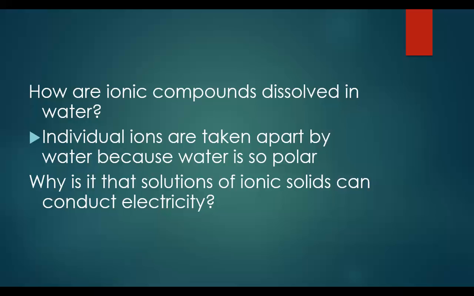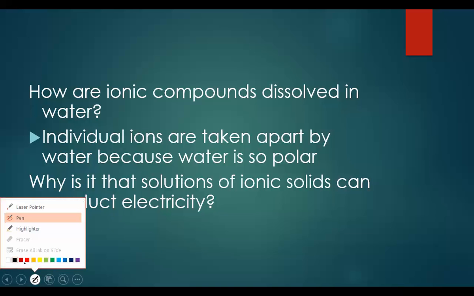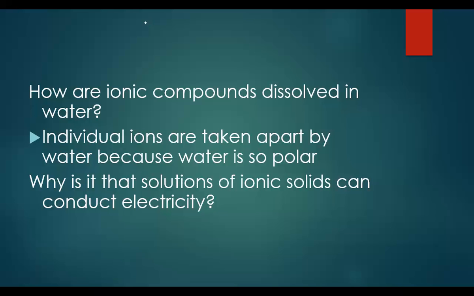Why is it that solutions of ionic compounds can conduct electricity? Okay. I've explained this several times. I'm going to explain it again. In order to conduct electricity, you need to have two attributes. Number one, you need to be made up of positive and or negative particles. Are ionic compounds made up of positive and or negative particles? Yeah. Positive ions, negative ions. And number two, they must be movable.